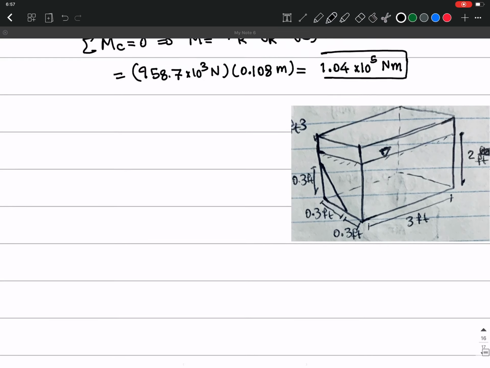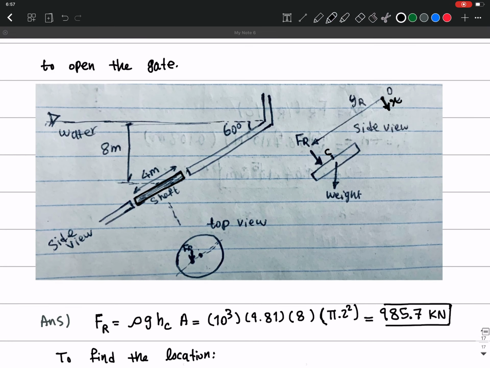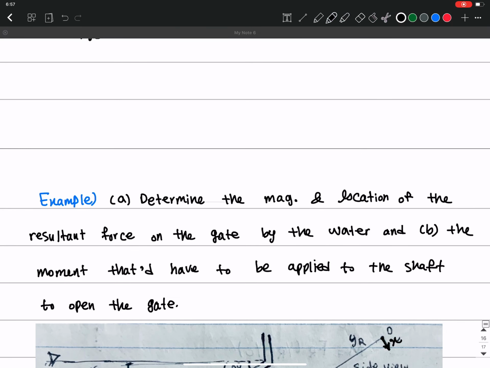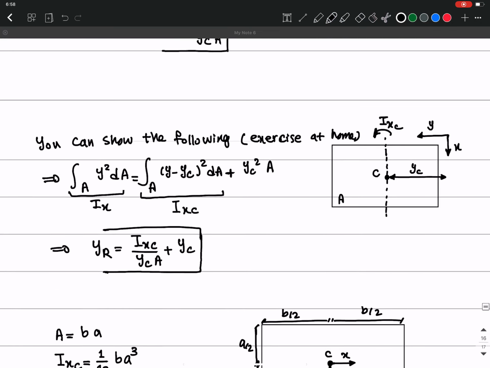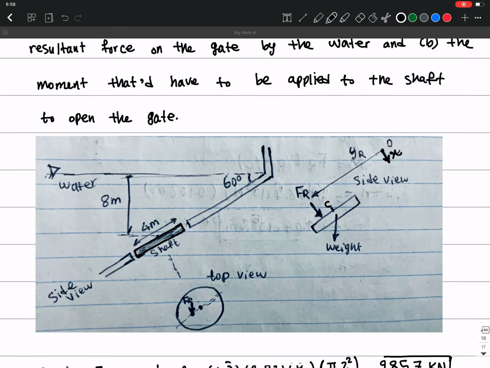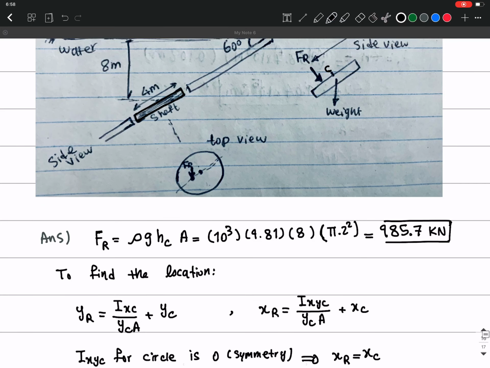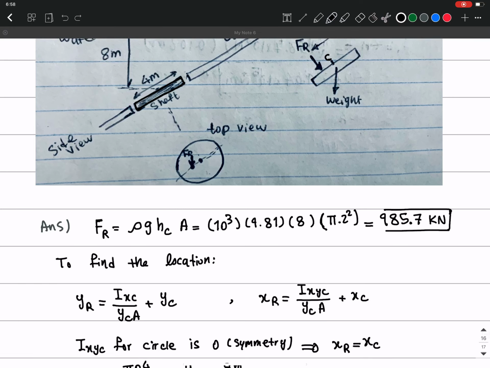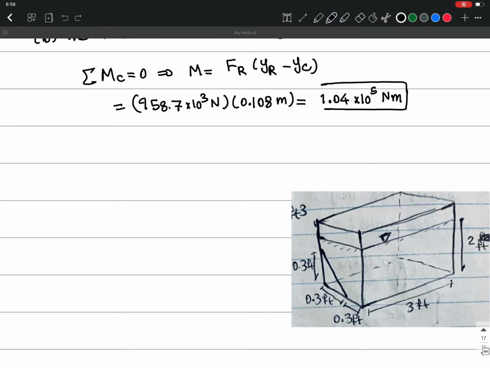Okay, so this was one example for an inclined plane. In order to solve these, we need to use the relations that we derived here. So the magnitude is easy. You just look at the centroid of the object, and then you find h of that, the height of that, and then you multiply it by rho g and A. You will get the resultant force, and for the location you would need to use this formula here for the second area moment of inertia.